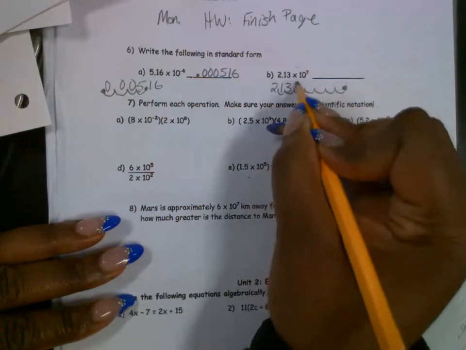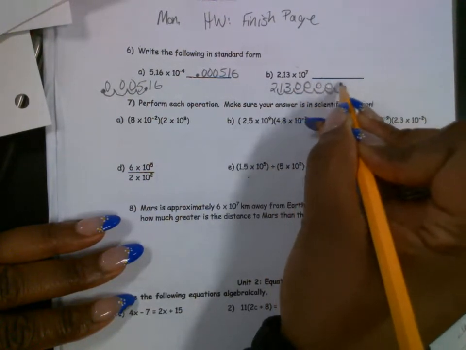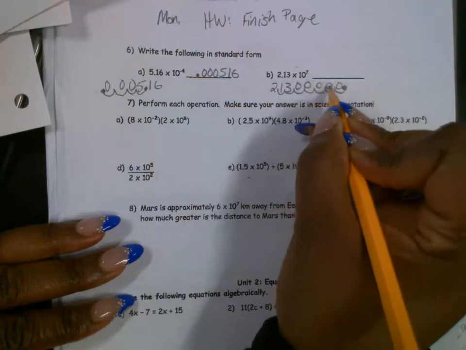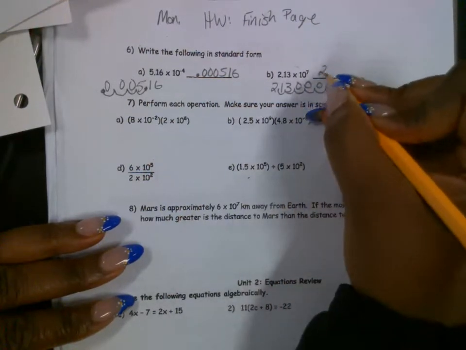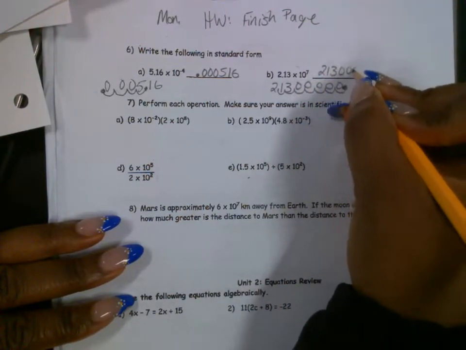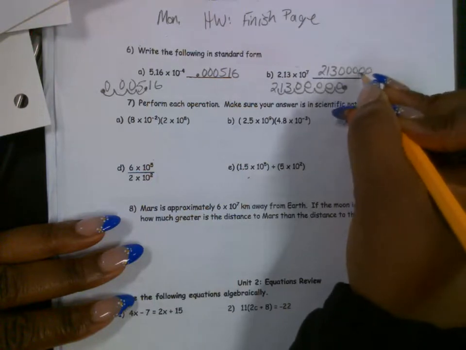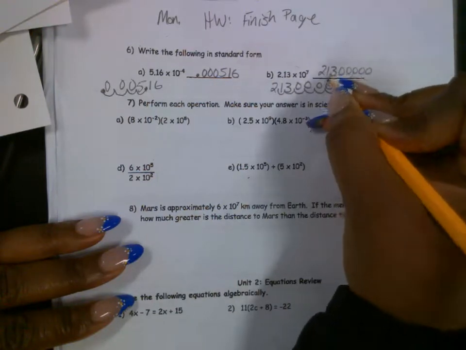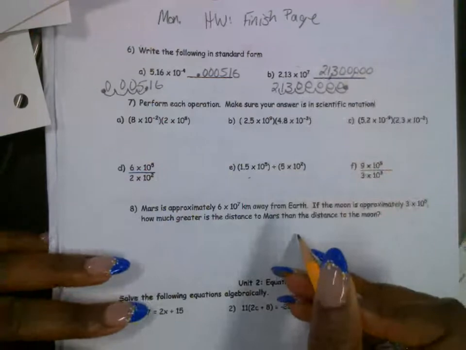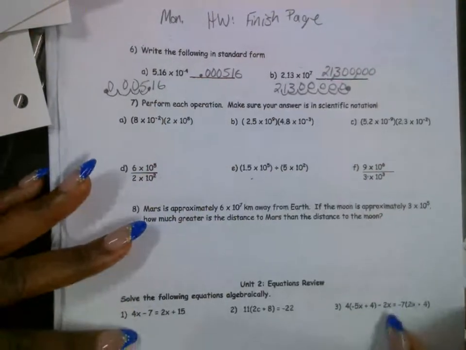This is where our decimal is going to go, and we're going to put 0 as placeholders. It's 1, 2, 3, 4, 5 zeros. We got 5 zeros. 1, 2, 3, comma, 1, 2, 3, comma. 21,300,000. All right. Let's do the next one.